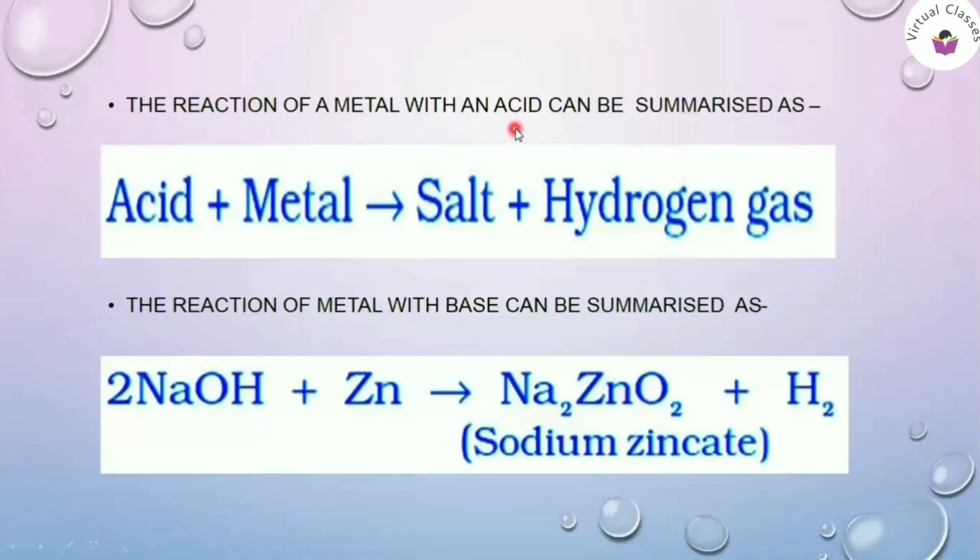The reaction of a metal with an acid can be summarized as: acid plus metal gives salt and hydrogen gas. Bases also react in a similar manner when they come in contact with metals. The reaction of metal with a base can be summarized as: 2NaOH plus Zn gives sodium zincate, which is a salt, and hydrogen gas. However, such reactions are not possible for all metals.